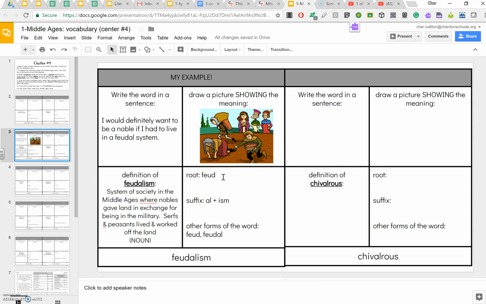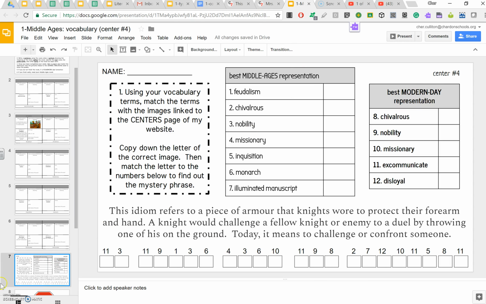For the base, the root of the word, I use the word feud, and it's got 2 suffixes, al plus ism. When I think of feudalism, some other words are just feudal by itself or feud. Okay, so you're going to go ahead and do the other 8 cards at the center and then complete your worksheet. Good luck.